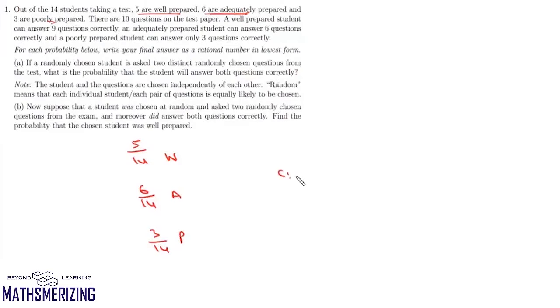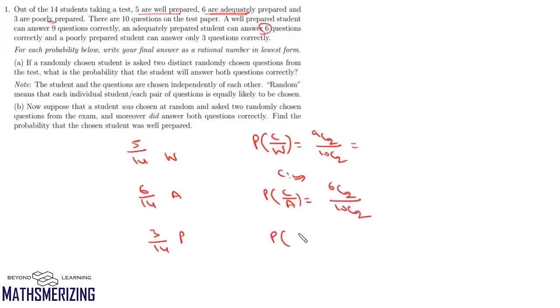Let us say event C is the student answers the question correctly. Now if the student is well prepared, then the answers will be correct with the probability 9C2 upon 10C2. Now if the student is adequately prepared, then the probability of getting 2 questions correct is 6C2 upon 10C2, and if the student is poorly prepared, then the probability of getting 2 correct is 3C2 upon 10C2.